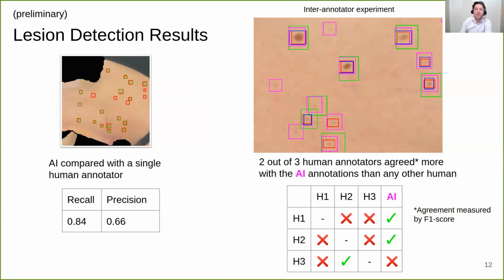To try and better understand these numbers, we did another experiment where we had three human annotators go through and annotate the same set of images, and we found out that two out of the three human annotators actually agreed more with the AI annotations than they did with any other of the human annotations. So this suggests that the AI annotations or the computer annotations are performing at a similar level to the annotations we get from a human doing the same task.